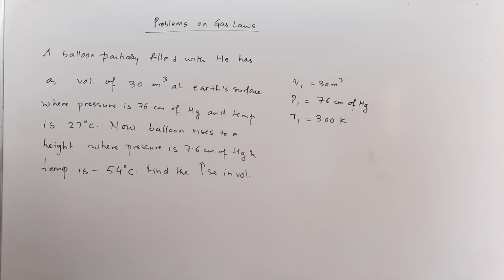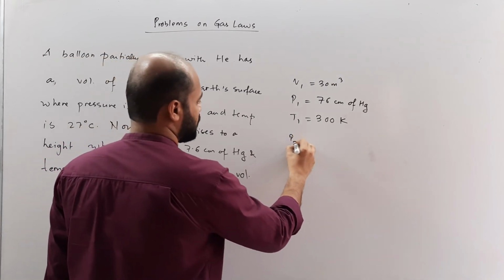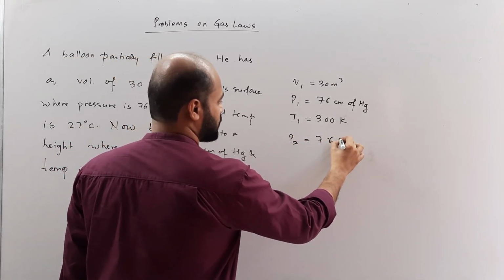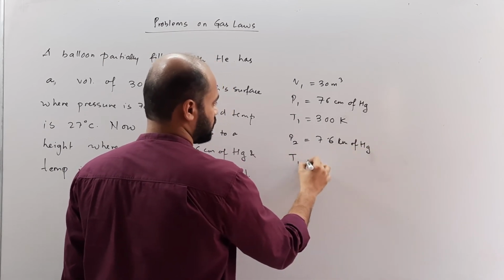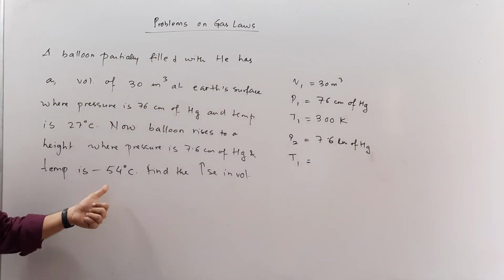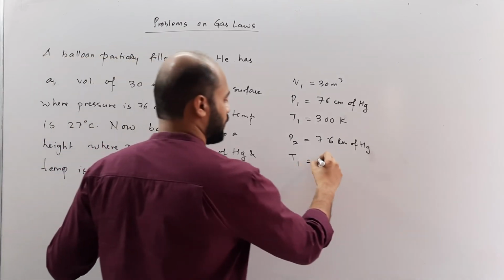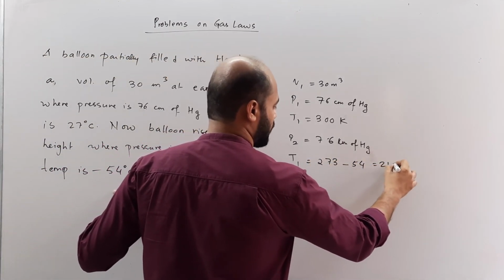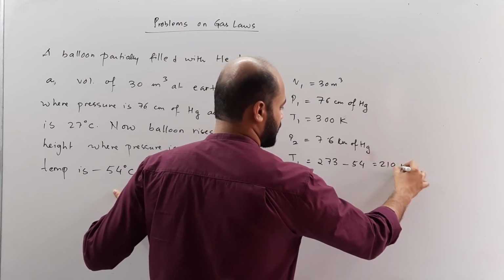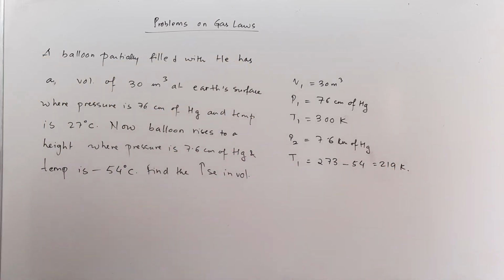Now the balloon rises to a particular height, and in this condition the pressure and temperature conditions are given to us. So pressure is given as 7.6 centimeters of mercury and the temperature is given as minus 54 degrees centigrade. So it's going to be 273 minus 54, which comes out as 219 Kelvin. Now all these things are given to us. What we have to find is the increase in volume.